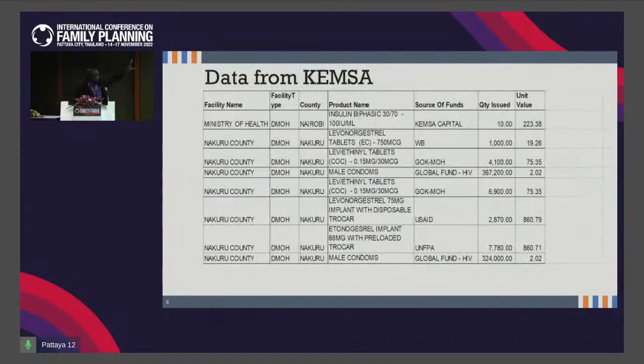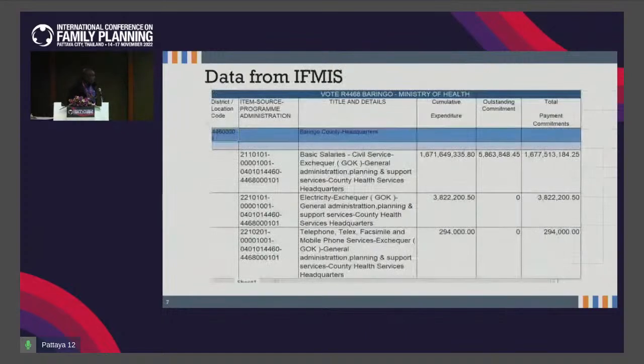Now, this is just the kind of information that we can get from KEMSA. We have the name of the county, the type of facility, the product that is distributed to the different facilities, source of funding, the quantity issued, the unit cost or the unit price, and a lot more information. So this is just a screenshot of part of what is contained in the KEMSA source.